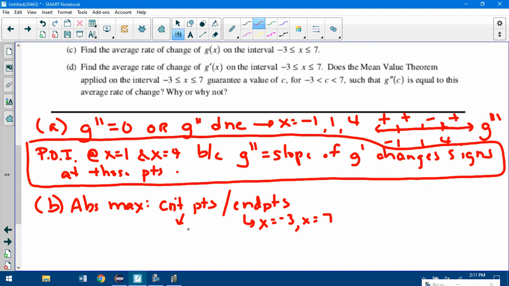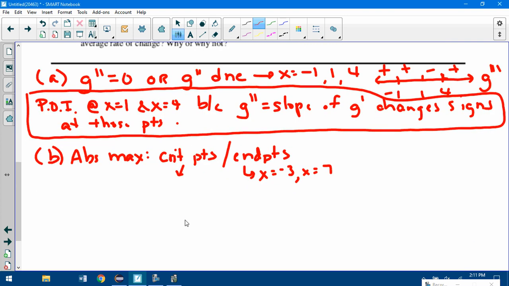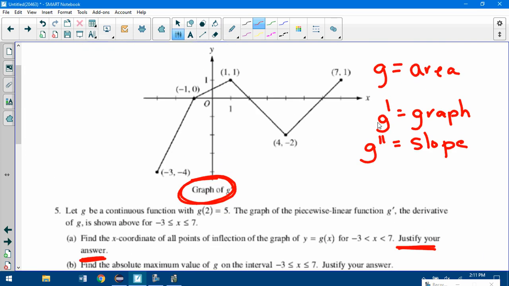Where are the critical points? Well, the critical points of any graph are when the derivative equals 0 or does not exist. So in this case, the derivative is the graph. Where does the graph equal 0 or not exist? It will exist everywhere in between here. There's no open circles. It equals 0 at -1, 2, and 6, it looks like.